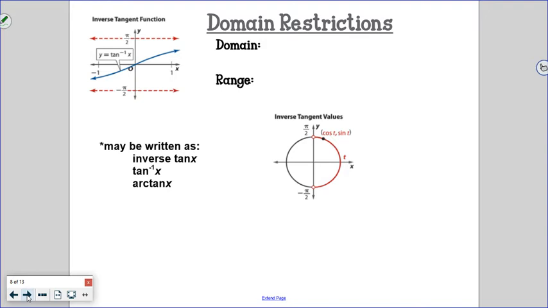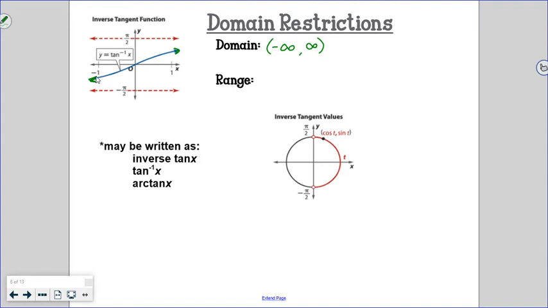Domain and range are very different on tangent compared to sine and cosine because, again, we've got arrows on this one, which we did not before. Well, arrows means it continues. The arrow pointing to the left means it continues to the left forever. So the domain on this is actually unrestricted. Continues to the left forever, continues to the right forever. No restrictions on the domain of an inverse tangent.